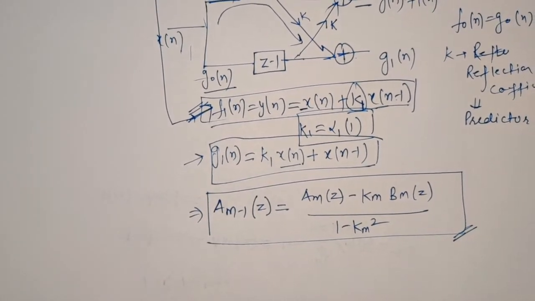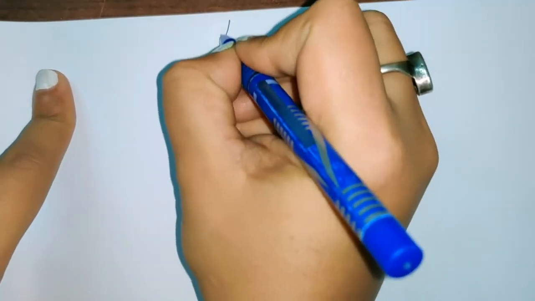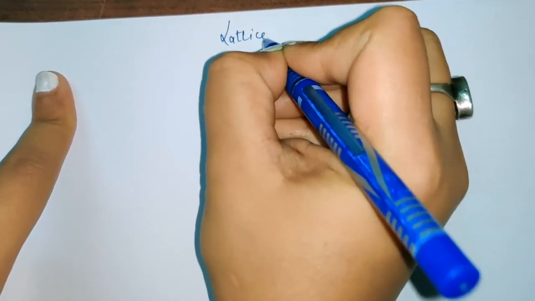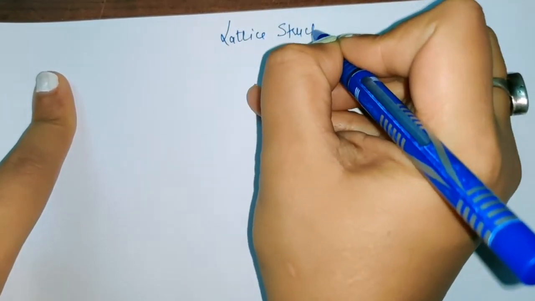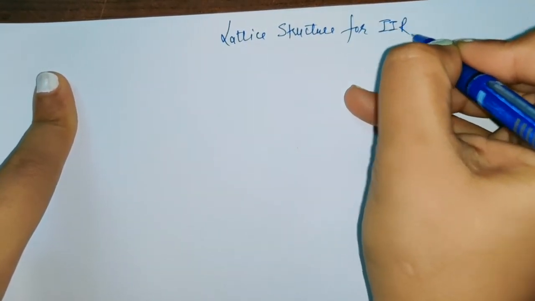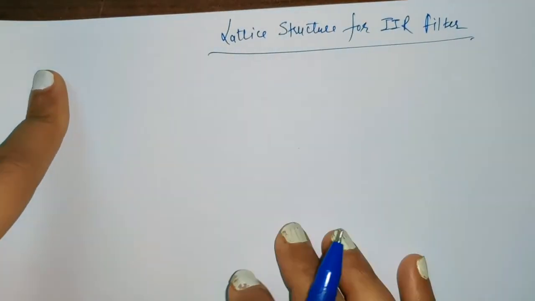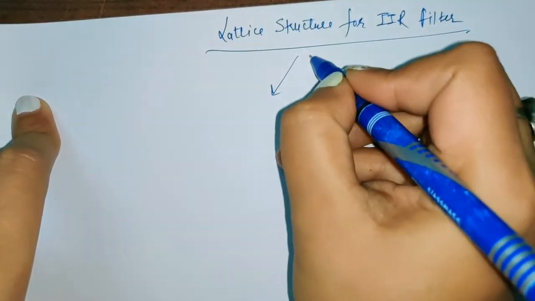Part 2 is for the IIR filters, where we have poles. So it is a bit different. How is it different? See, lattice structure for IIR filter realization. Okay, so IIR filter, this can be of two types.